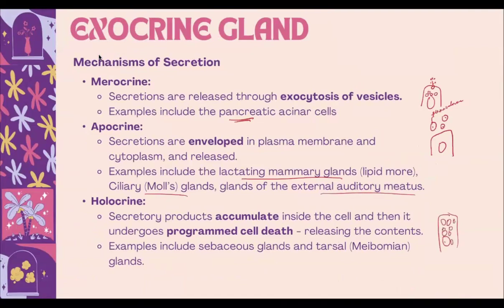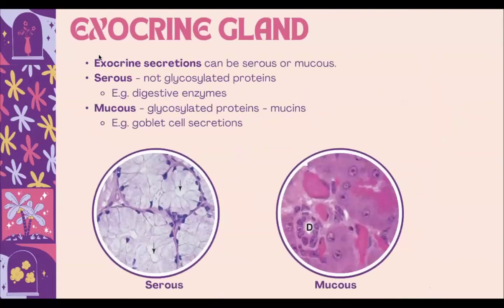So this is a nucleus and everything piles up inside the cell. And then the cell undergoes programmed cell death. So the cell bursts and all of its contents are released outside. This is seen in sebaceous glands and tarsal or meibomian glands. Here is a histological picture of what they look like.